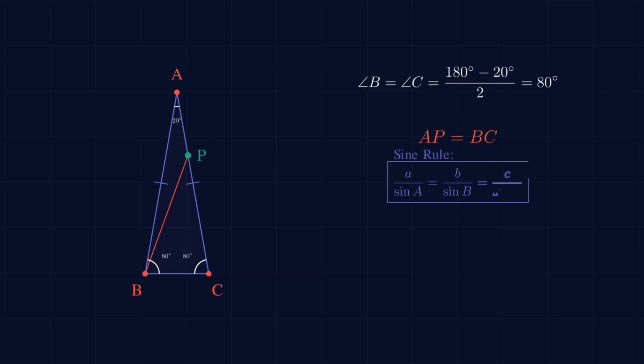The sine rule. It bridges angles and sides. In any triangle, each side over the sine of its opposite angle gives the same ratio. Set AB equals AC equals 1 and apply it. BC comes out as sine 20 over sine 80.